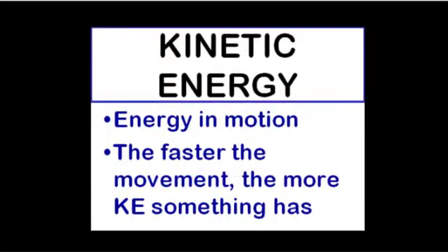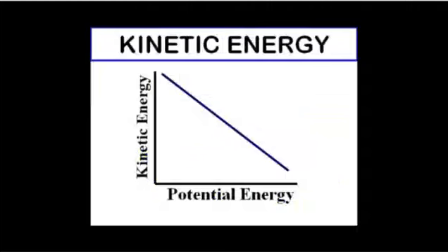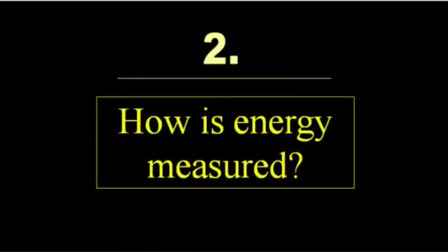Whereas kinetic energy is the energy in motion. Once the object is moving, it has kinetic energy, and the faster the movement, the more kinetic energy something has. As kinetic energy decreases, potential energy increases. Those two energies work hand in hand. When potential energy is high, kinetic energy is low, and when kinetic energy is high, potential energy is low.